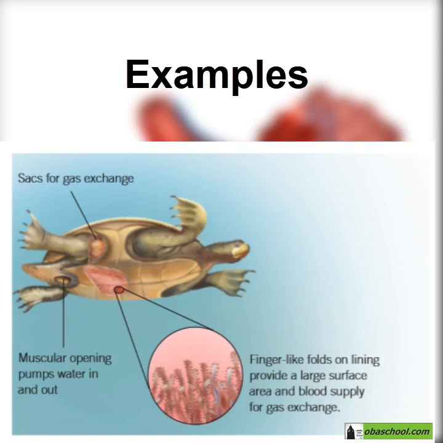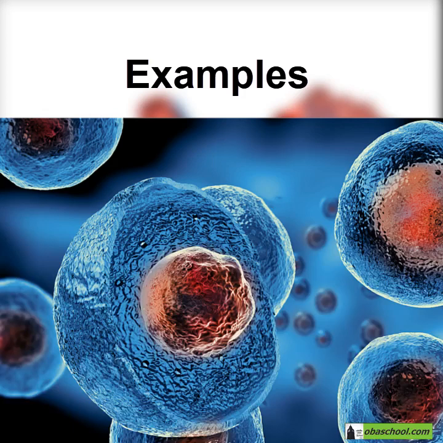Here is an adaptation we see, for example, in Fitzroy River turtles. They get the oxygen they need from the water through a specialized excretory opening. And this opening has finger-like folds on its lining to provide a very large surface area and blood supply for gas exchange. So these finger-like protrusions make a bigger surface area than a plain flat surface, and this makes the breathing process easier.